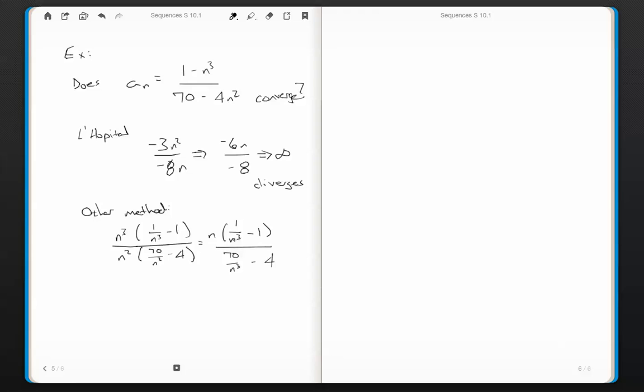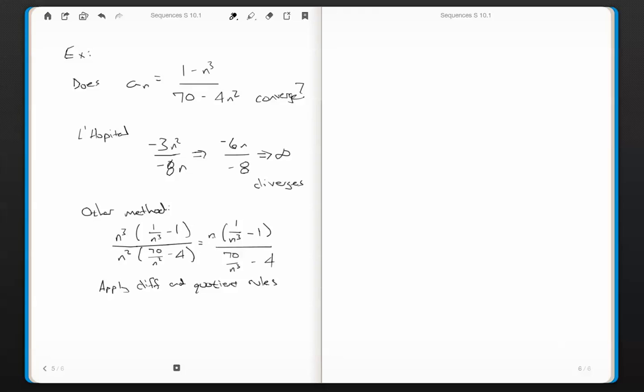But we know we've got these difference and quotient rules, so we'll apply our difference and quotient rules.